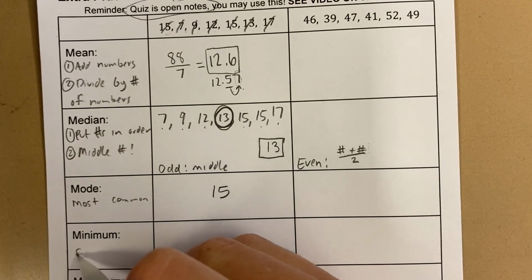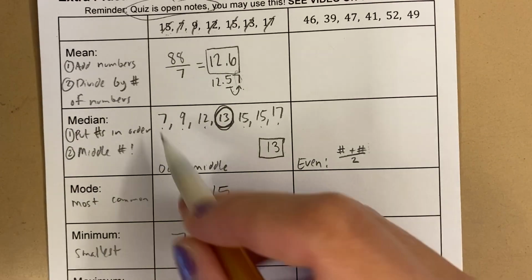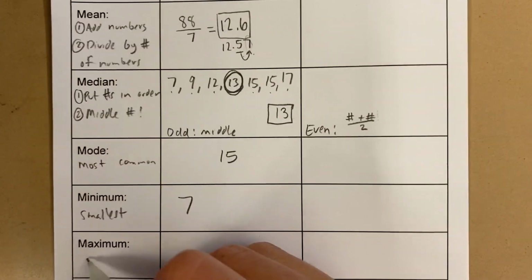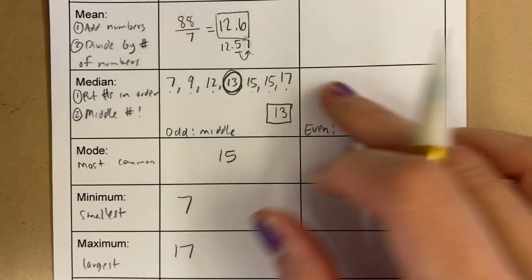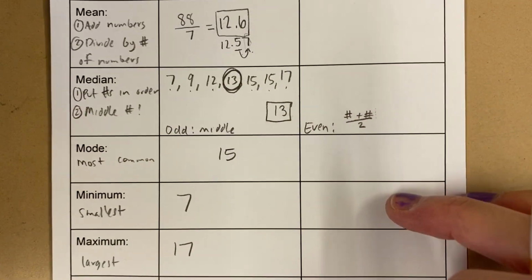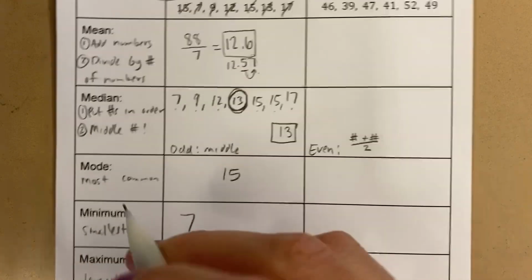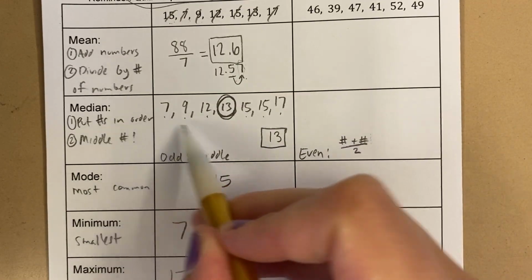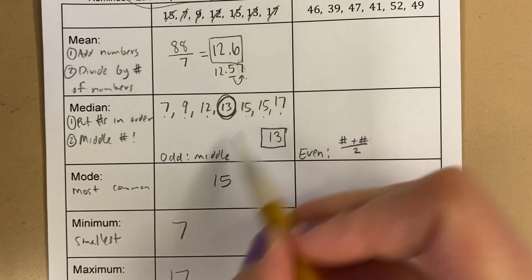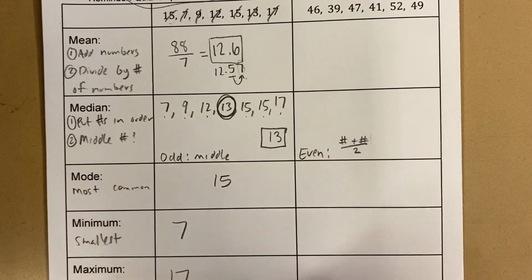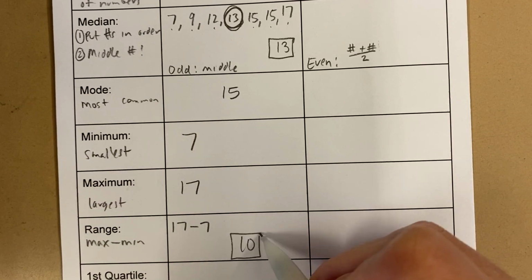The minimum is the smallest number. So again, once they're in order, your job is done, right? This is the largest. So the key is to just make sure that you're neatly putting them in order at the start, and that makes this really easy. The range is the maximum minus the minimum. It's just what's the range of these numbers? How much do they span, like on a number line? How many units would be from the first to the last? And we can just do that by subtracting. In this case, the maximum minus the minimum, 17 minus 7, the range is 10.